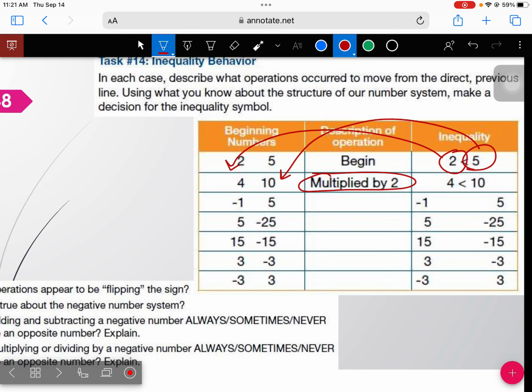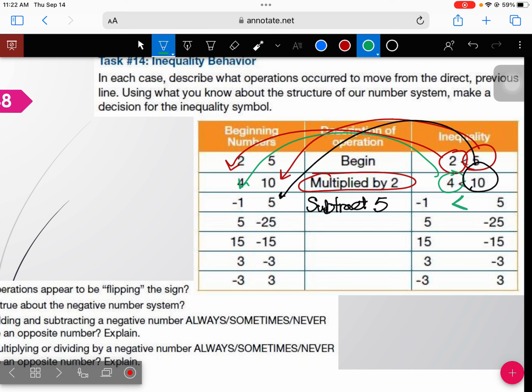All right? So let's just do the next one together. How do I get from 4 to negative 1? And how do I get from 10 to 5? Okay, so we subtract 5. So whatever operation it is that you're doing, you are putting here in the middle. Subtract 5. And then how does negative 1 compare to 5? What inequality symbol will we use there? Less than. Remember, less than looks like the sideways L.